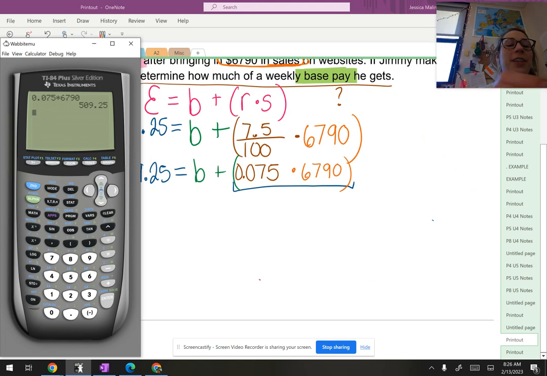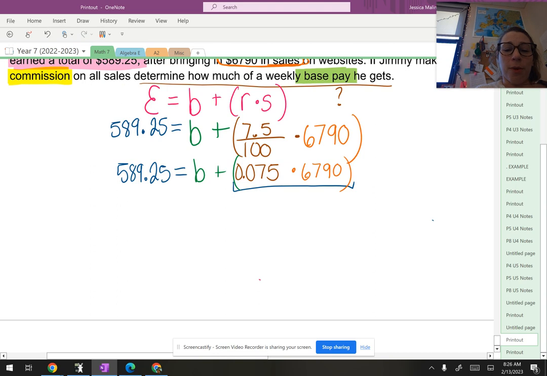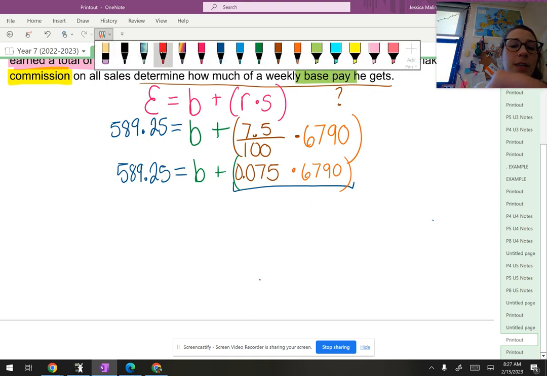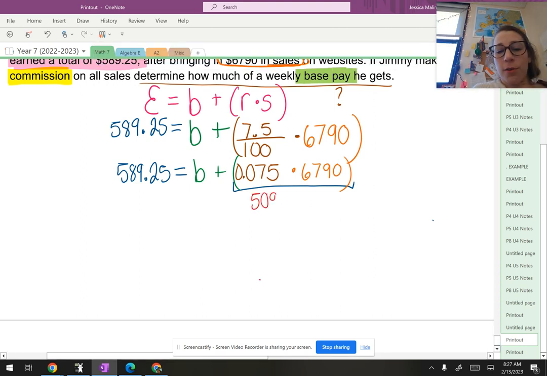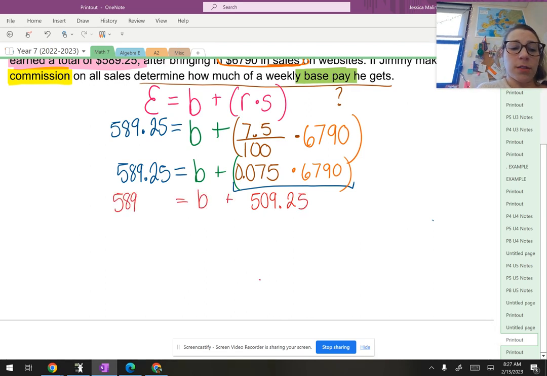Work smarter, not harder. So multiplying that gets me 509.25 plus B is equal to my earnings.